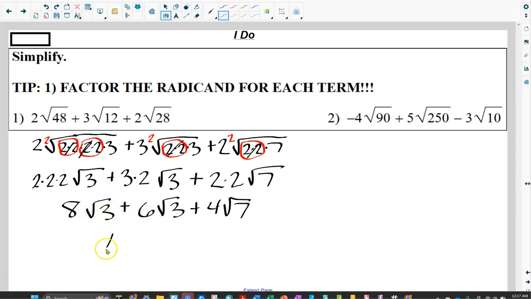8 plus 6 is 14, square root of 3, and plus 4 square root of 7. You cannot combine that further. We're done. Okay. All right. Let's get to 2 and call it a day here.